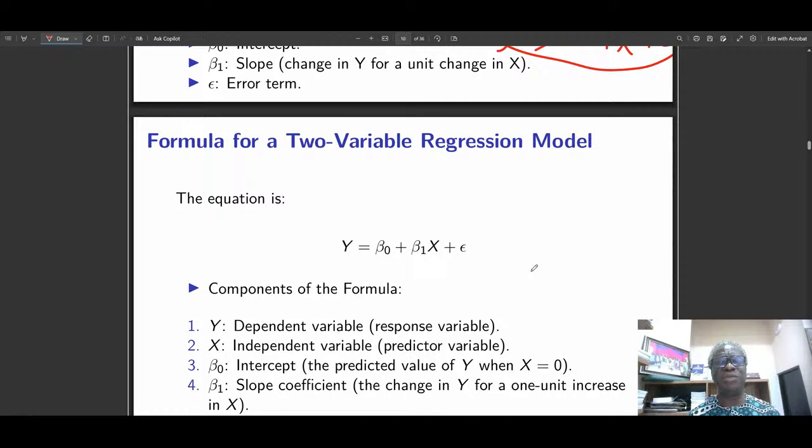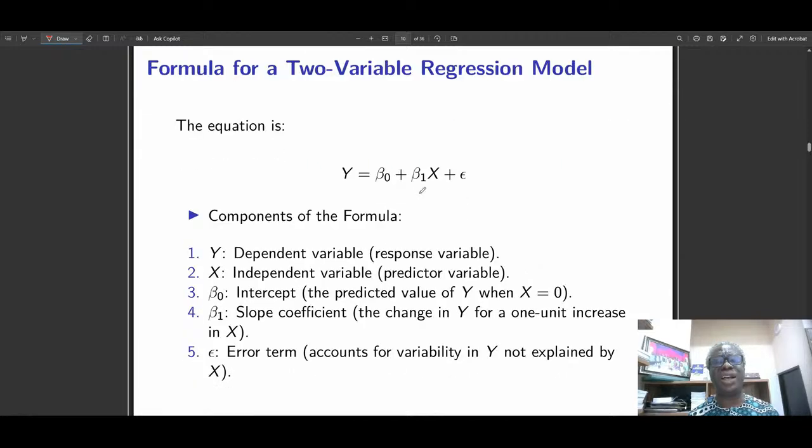The formula is reproduced here. We have the equation which expresses the dependent variable y as a function of the independent variable x. So y is the dependent variable, which is also called the response variable. That's the variable we are explaining.